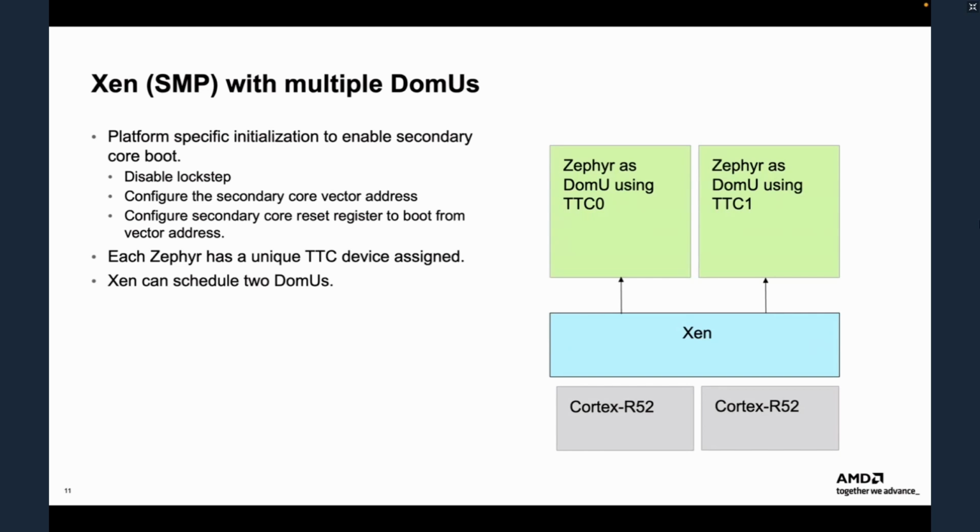With that, we built another instance of Zephyr, which had another unique instance of TTC device assigned to it. We have four TTC devices in our underlying hardware. So we could use that to test our device pass-through, and we could see that Xen was able to schedule both the DomUs.